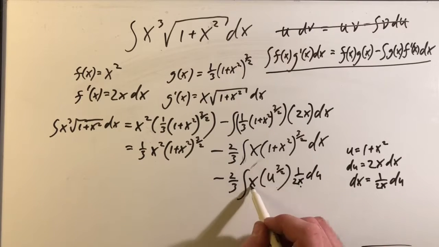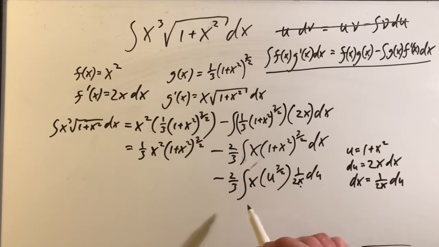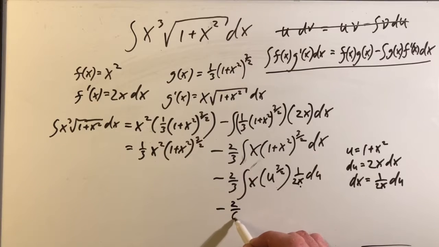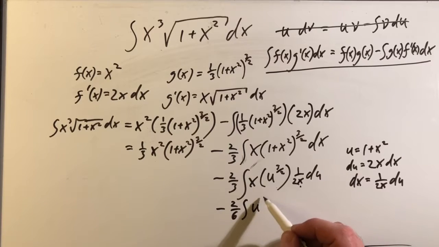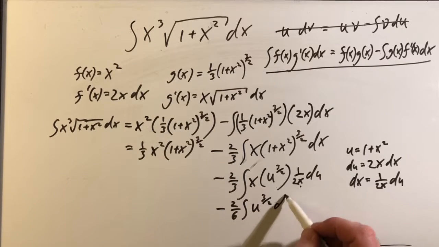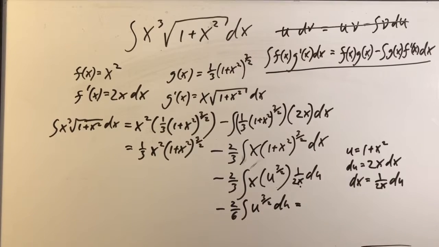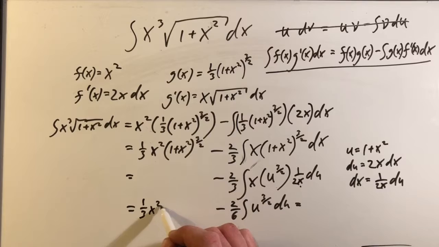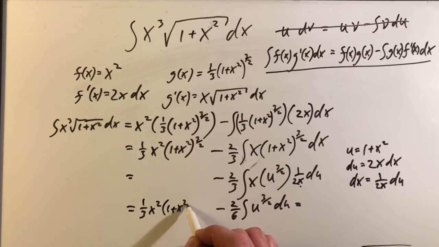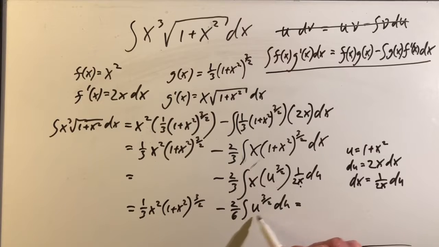That x cancels with that x right there, but I'm left with another 1 half. So it's going to be a minus 2 over 6, and just the integral of u to 3 halves du. Okay, so this guy's still carrying down. So 1/3 x squared 1 plus x squared 3/2. Okay, so I'm running out of room down here. So I'm going to take this guy right here.